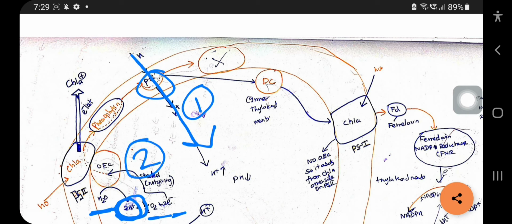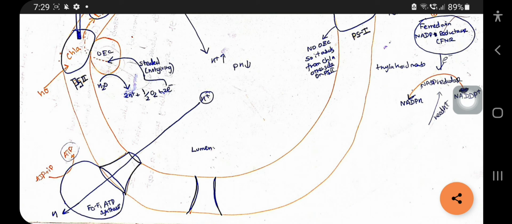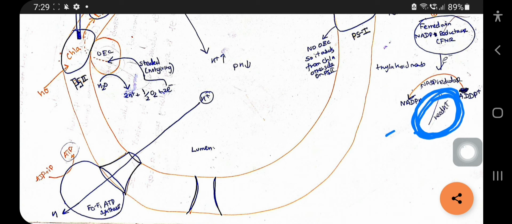The third point is that NADP plus converting to NADPH requires an electron and also requires an H plus ion. So the stroma hydrogen is also decreasing. This is the third reason why stroma hydrogen is decreasing. All these reasons finally cause stroma hydrogen to decrease and lumen hydrogen to increase.